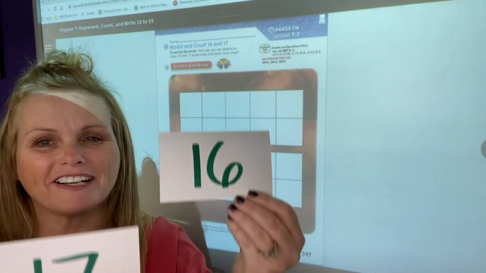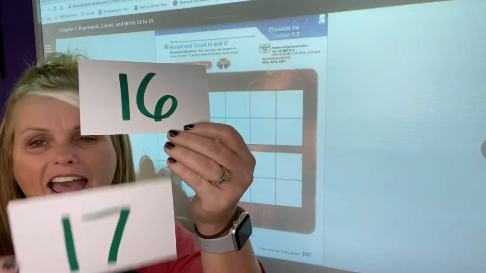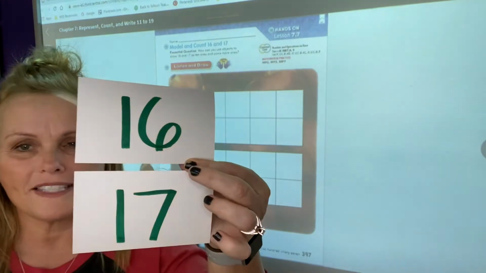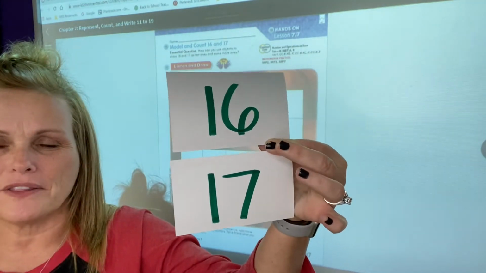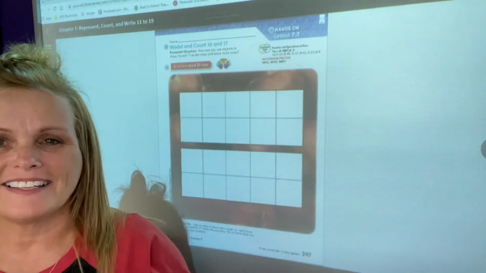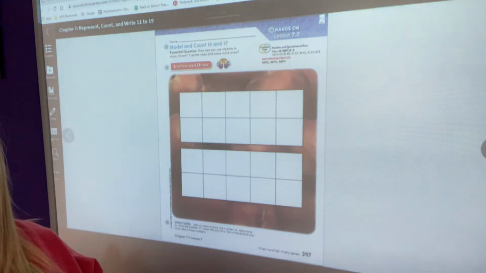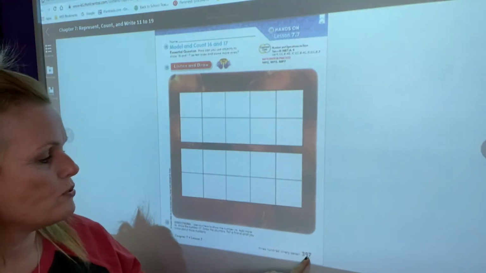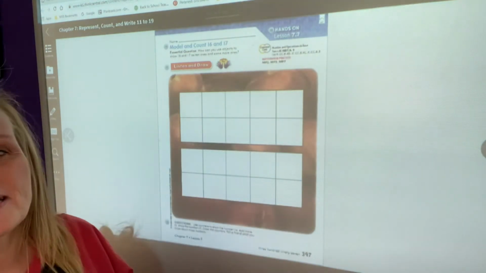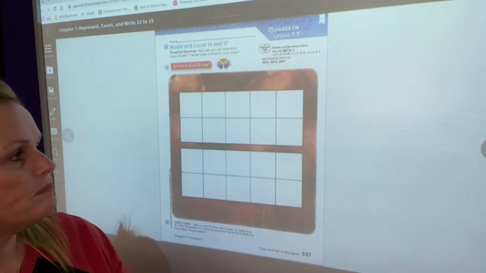In counting order, 16 would come first and then 17. 1, 6 and 1, 7. Those are our numbers for today. Let's go ahead and get started. You will be on page 397, lesson 7.7.